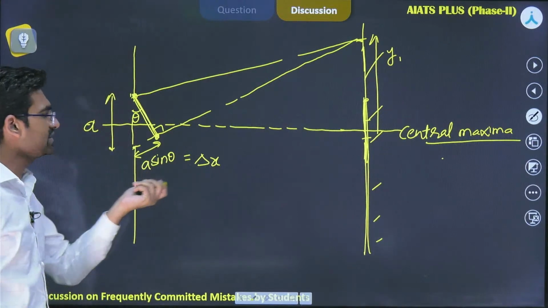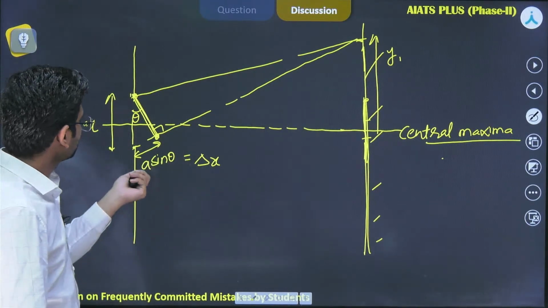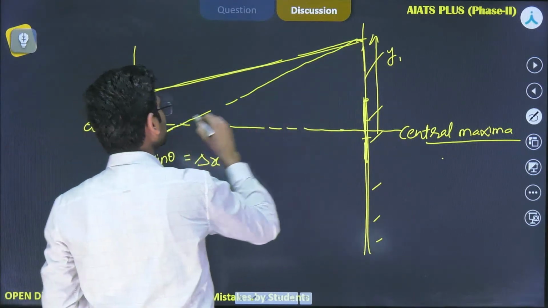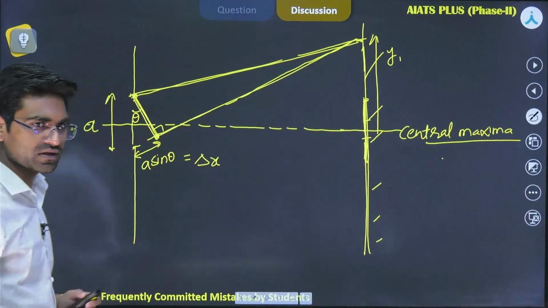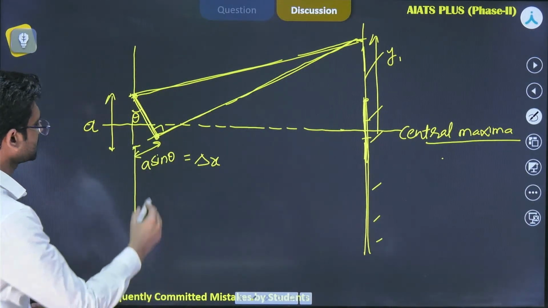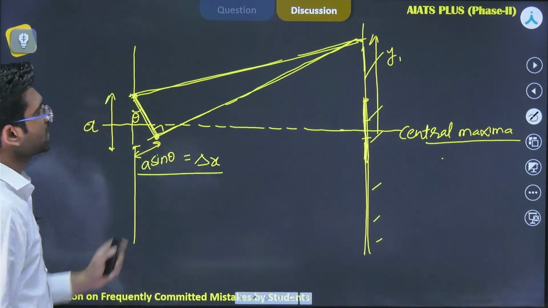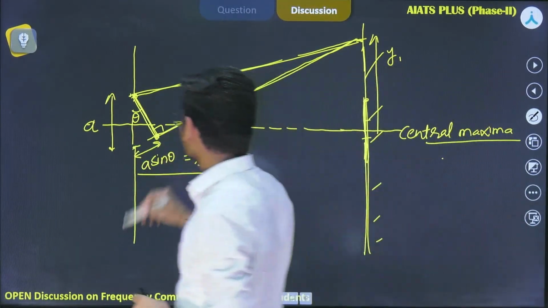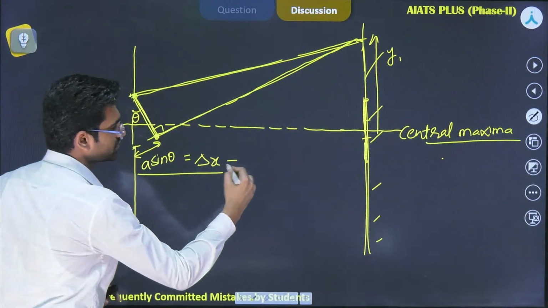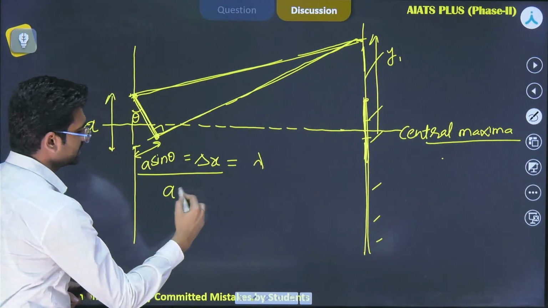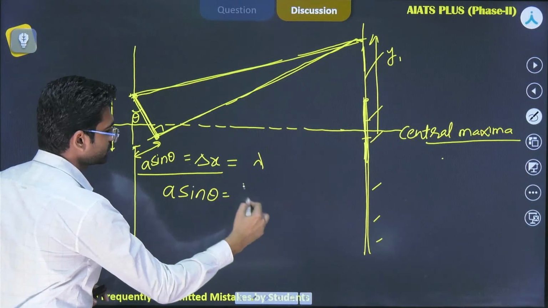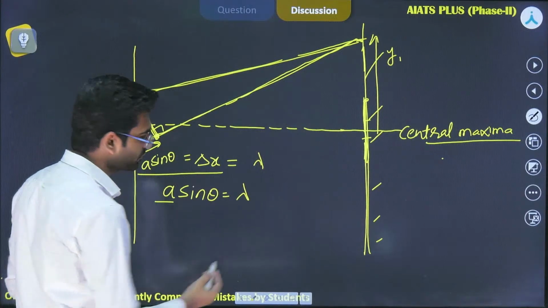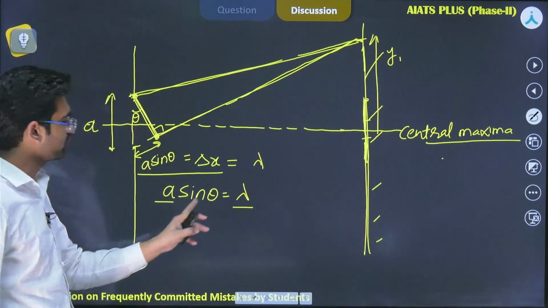So A sine theta is equal to delta x, fine. This path and this path is almost equal. Now, for the first minima, what should be the path difference for these two wavelets? That is equal to lambda. So A sine theta is equal to lambda. That would be the answer, okay? So we know the value of A and the value of lambda. We have to find this sine theta.